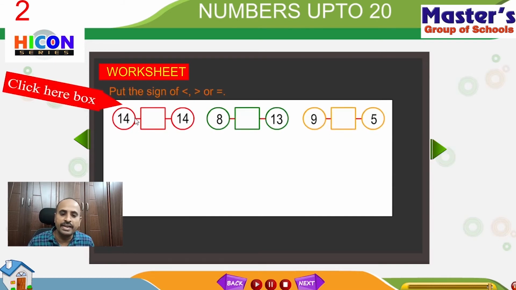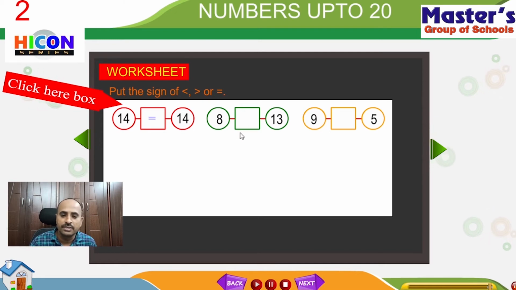So comparing numbers. This worksheet is based on comparing numbers. So we have to put the greater than or less than or is equal to symbol between the given two numbers. So children, see the first two numbers. The first number is 14 and the second number is also 14. That means both numbers are same. If both numbers are same, then we have to put the symbol is equal to. So put the symbol is equal to in the box.